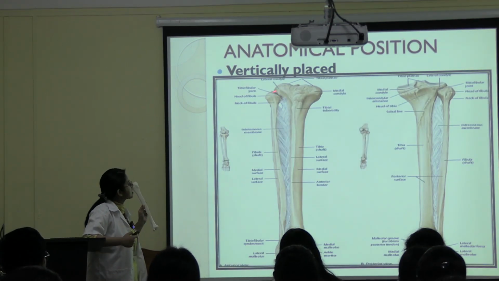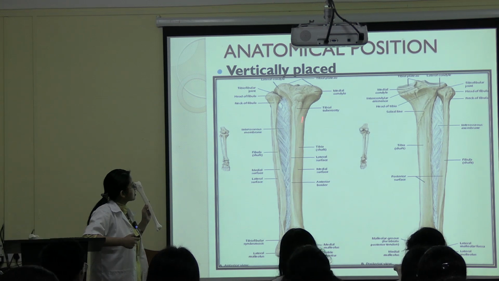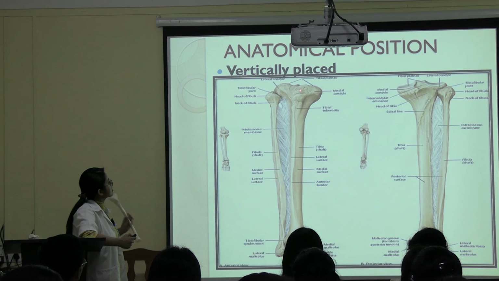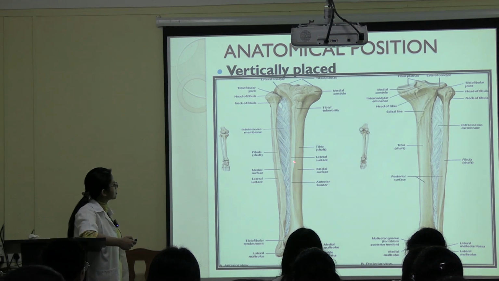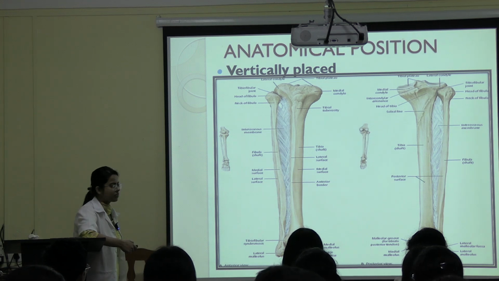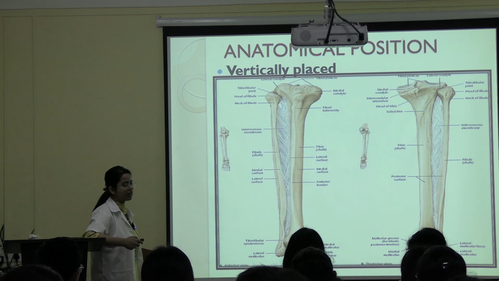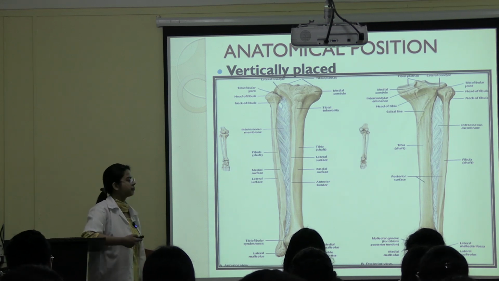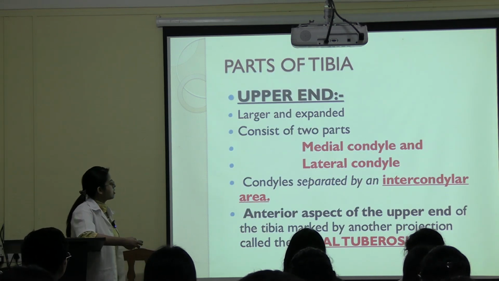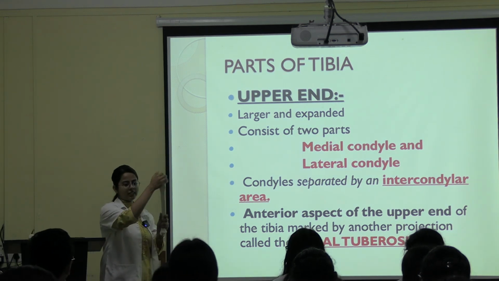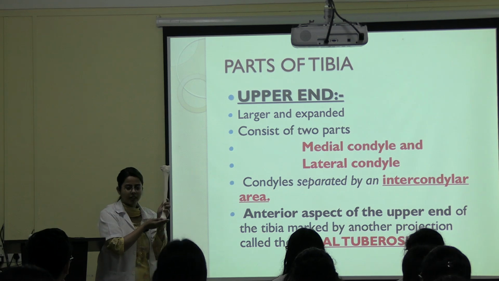See, this is the upper expanded end. This is the shaft, and this is the lower end. This is the tibial tuberosity, and this is the sharp anterior border, and this is the medial malleolus. This is which side? Right. Clear? Everyone? So now we will describe the upper end. First upper end, then shaft, then we will go to the lower end.